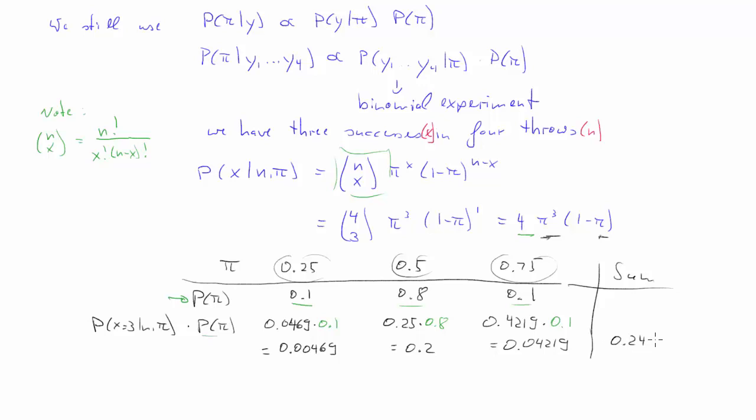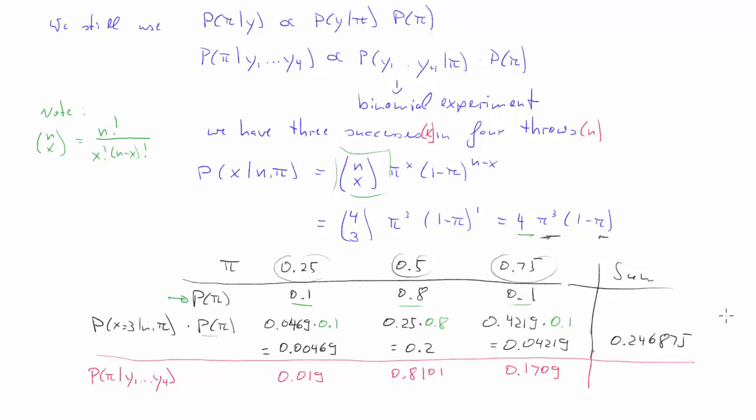So we calculate the sum. That is clearly smaller than 1. In fact, it's about a quarter. And then we have to rescale this for this to become the posterior distribution. Right, so once we rescale that, it will be the posterior for pi given all observations y1 to y4. So it will be approximately 4 times each of these values.